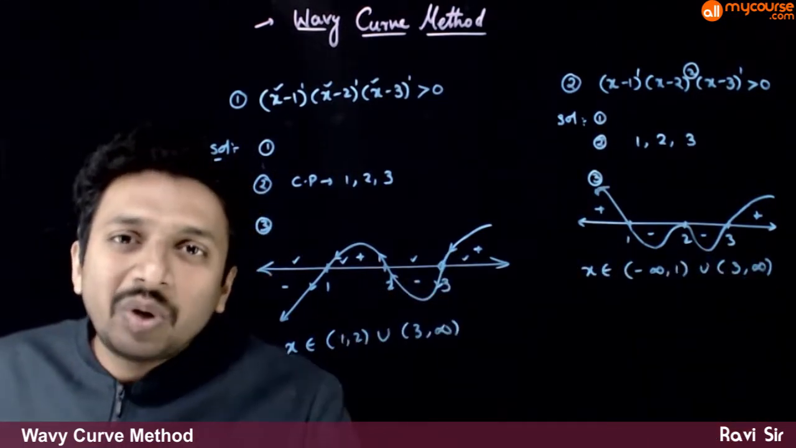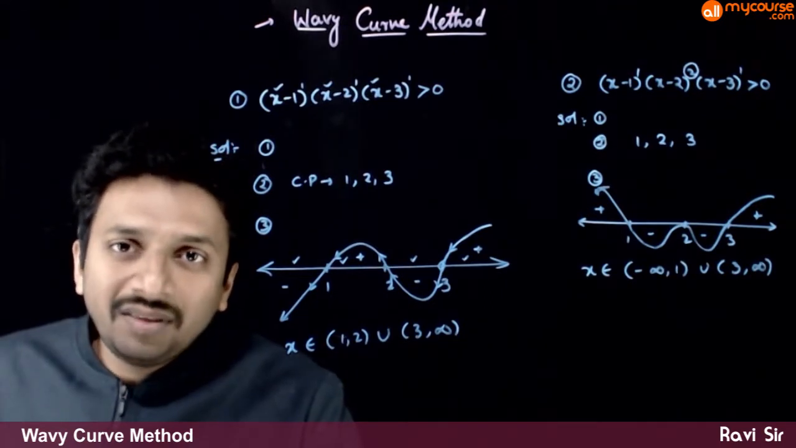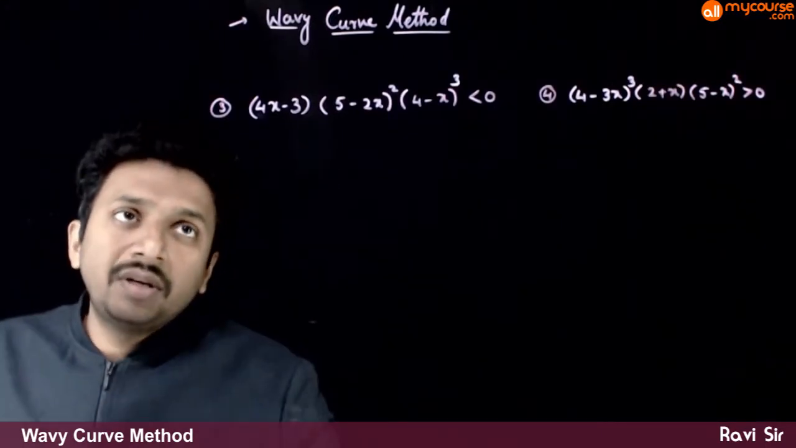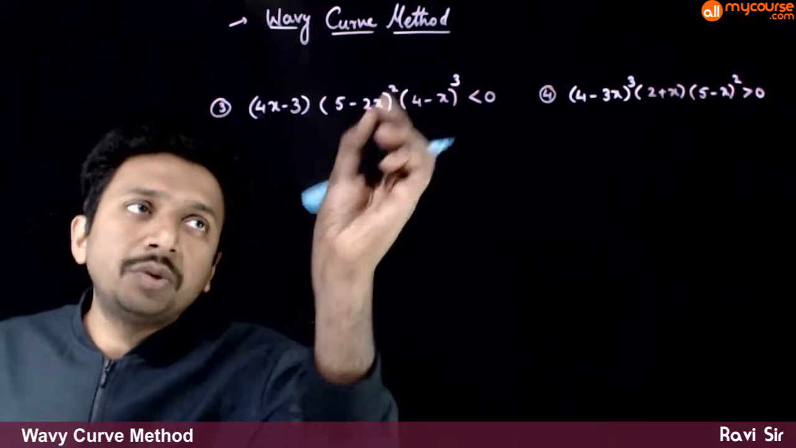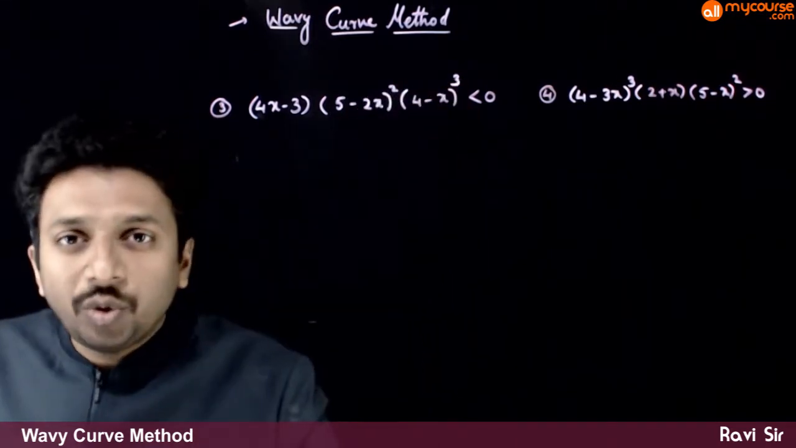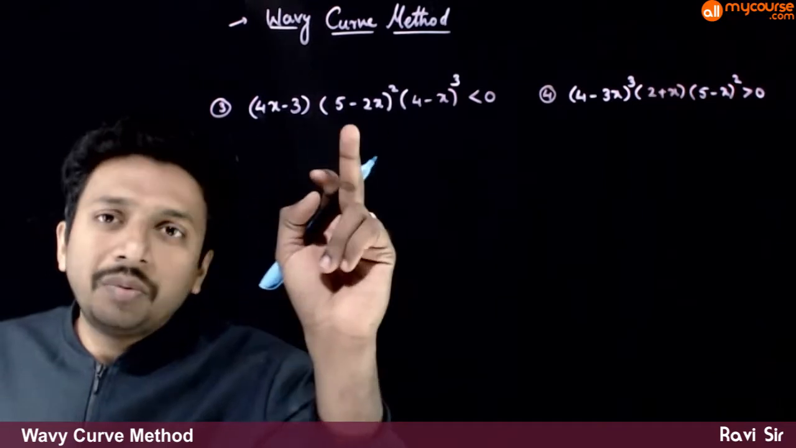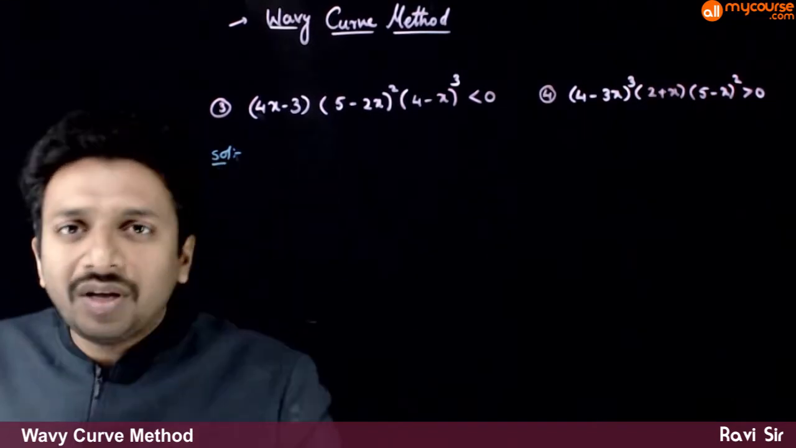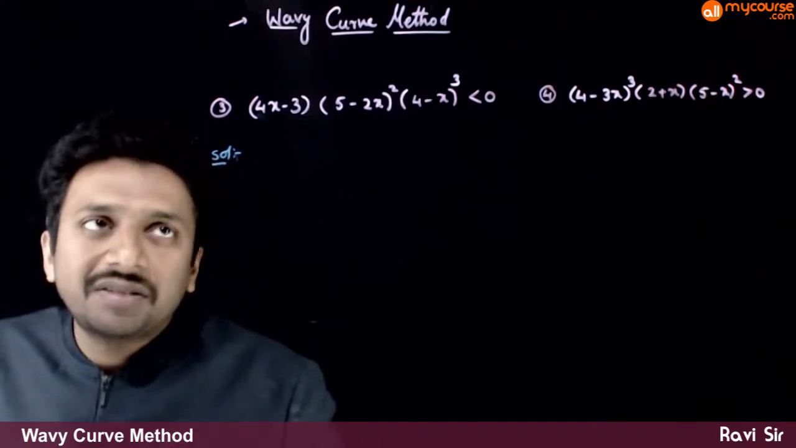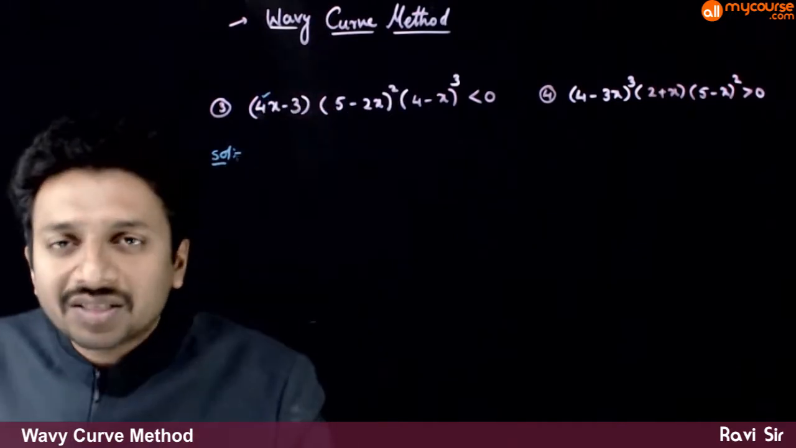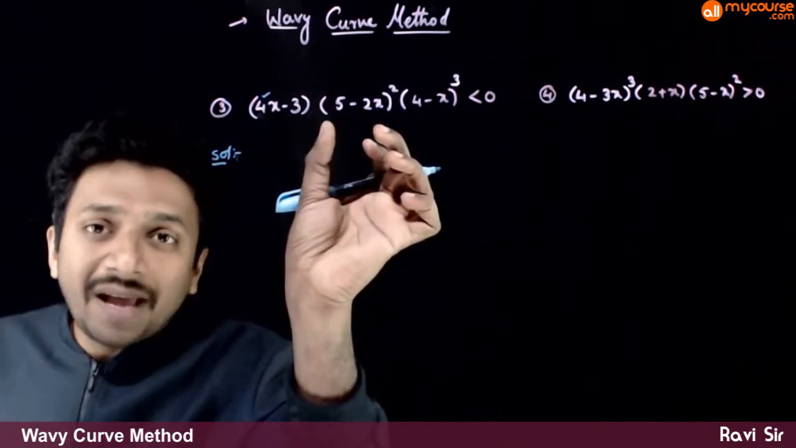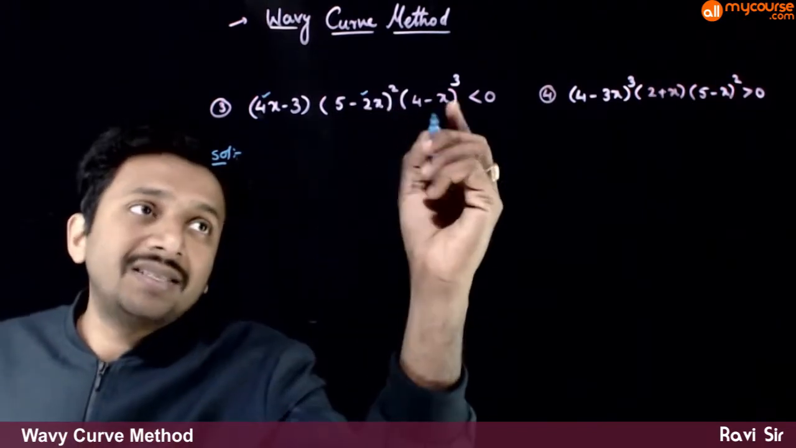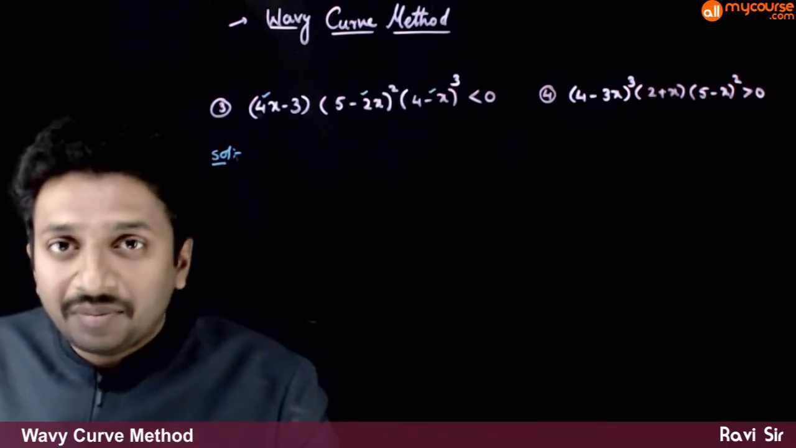So now let us look at some more examples so that you can become comfortable with the wavy curve method. So now let us look at these questions. (4x minus 3) into (5 minus 2x) whole square into (4 minus x) whole cube is less than 0. This is also a factorized inequality. So for this, what I do is first I'll observe the individual factors. 4x minus 3, the leading coefficient is plus 4. It's okay. 5 minus 2x, the leading coefficient is minus 2, negative number. And 4 minus x, the leading coefficient is minus 1, negative number.